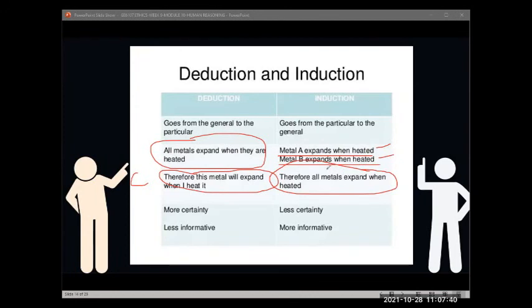metals expand when heated. So you can see that in the deductive method, the conclusion is more certain compared to the inductive method, where there is less certainty. But the advantage of the inductive method is that it is more informative, since your conclusion is based on specific information, just like this one. Deductive is less informative since your statement is already generalized.